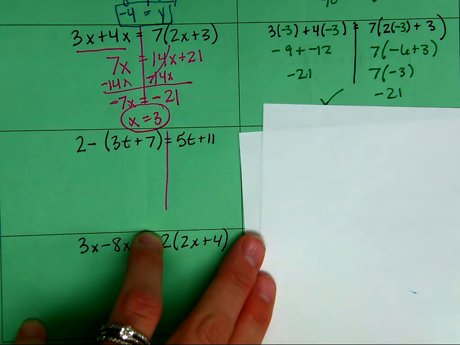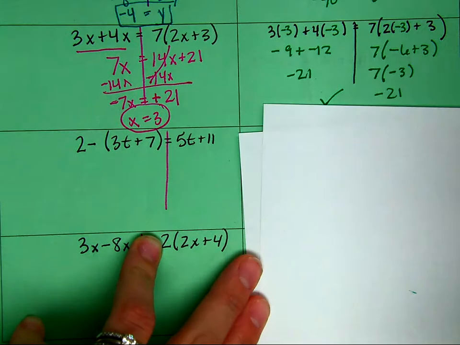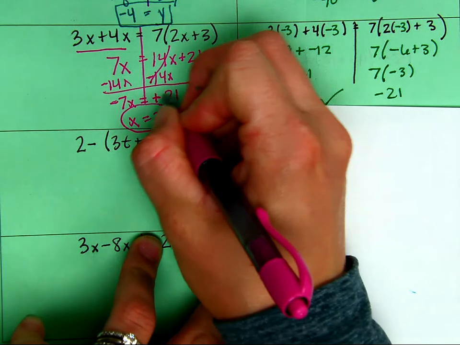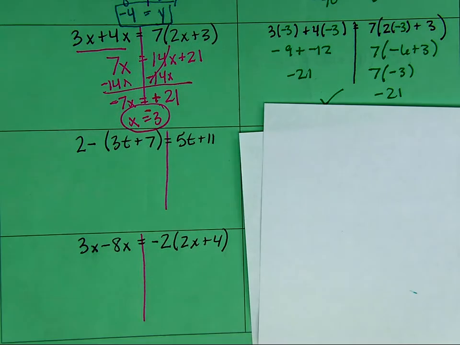Oh, negative 3. See, I checked my answer with a negative 3, because that was positive. Negative 3. Whoops. See, even I make mistakes.